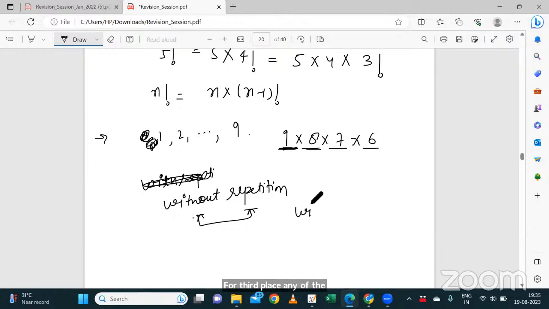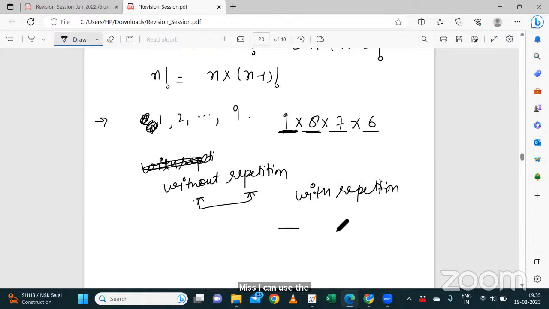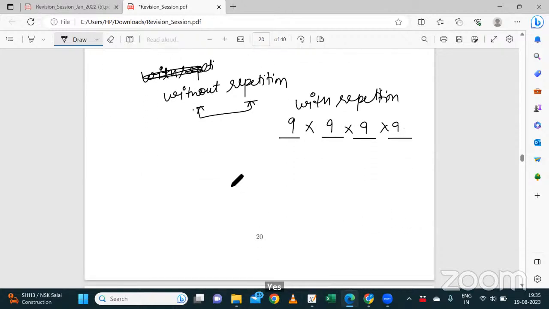Suppose I'm mentioning with repetition, means I can reuse the numbers. Then for the first place, how many ways do I have? I can use any of the 9. Since I'm saying with repetition, again for the second place, I have 9 ways. Yes, 9 ways. Right? That's some rough idea.